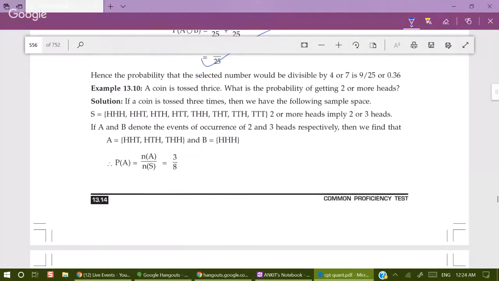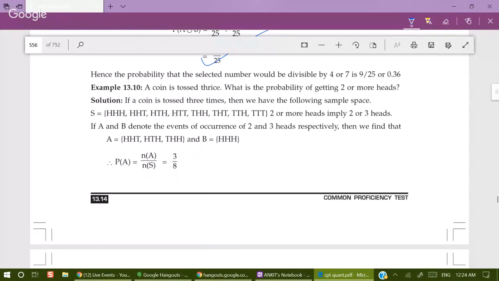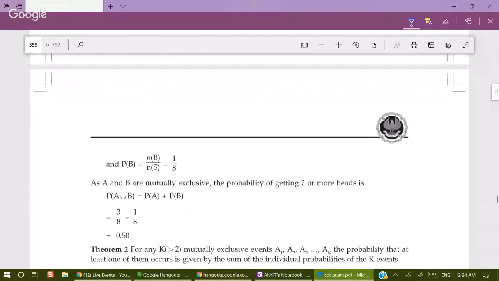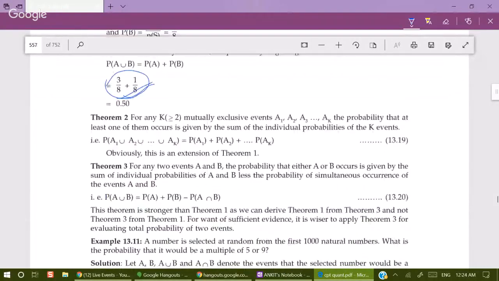A coin is tossed thrice. What is the probability of getting 2 or more heads? Sample space is already there in front of you. 2 or more heads. So there are 4 cases. 4 by 8 is our answer. That is 3 by 8 plus 1 by 8, that is 4 by 8, 0.50.